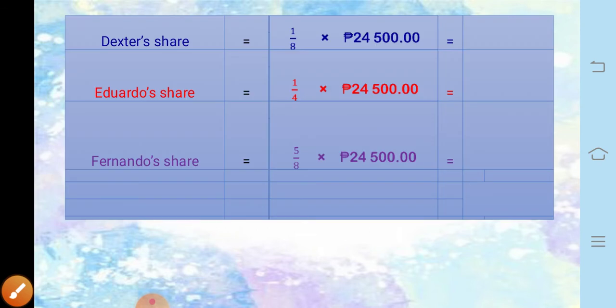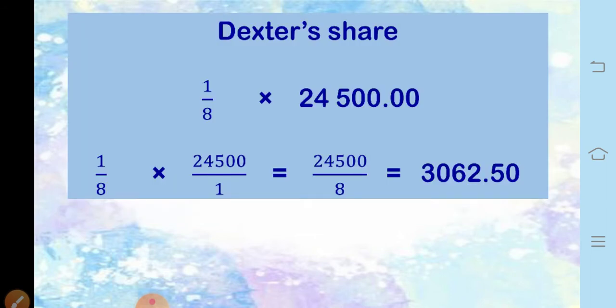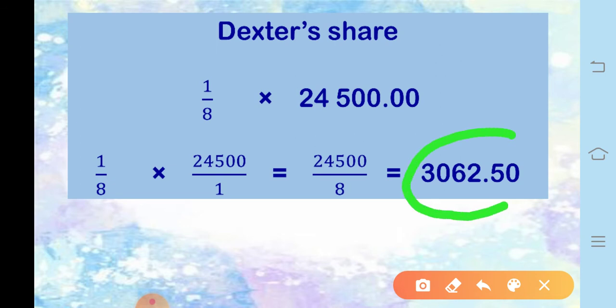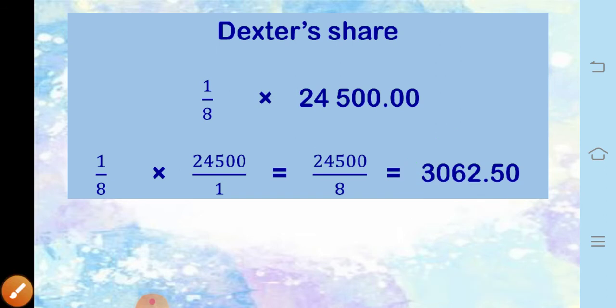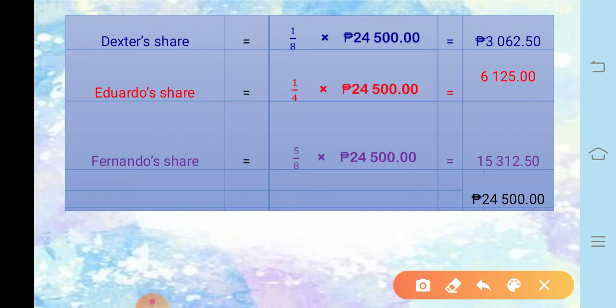Okay, so let's try this. Dexter's share is 1 over 8, so we have to multiply 1 over 8 to 24,500. Okay, so the same as Eduardo's share and Fernando's share. Okay, so these are the process. Dexter's share is 1 over 8, so we will have to multiply it in the net profit, which is 24,500. So 24,500 multiplied by 1 over 8, and the result is 3,062.50. Okay, so ito po yung kay Dexter. The same process lang naman of the share of Eduardo and Fernando. So we get these are the results.